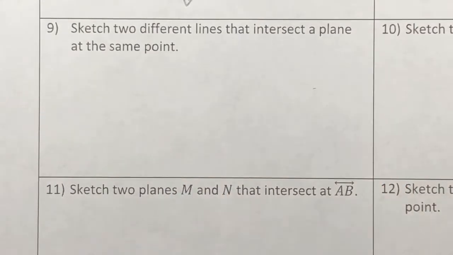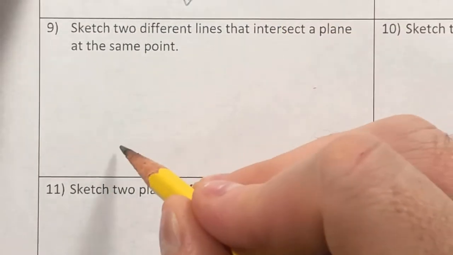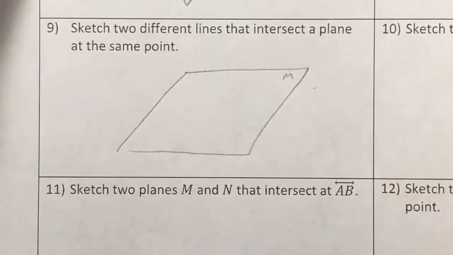Why don't you try number 9? Sketch 2 different lines that intersect a plane at the same point. Okay. Now that you've had a shot at it, this is going to be no different than what we did on number 5. I'm going to sketch my plane. Let's call this plane M.